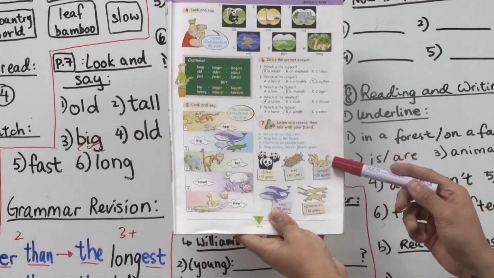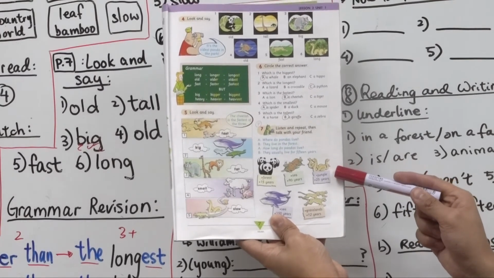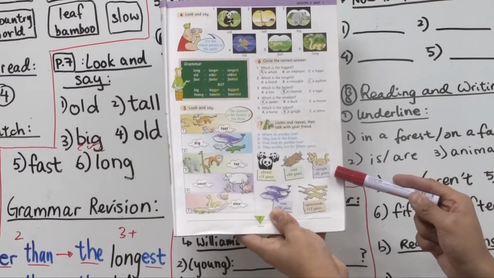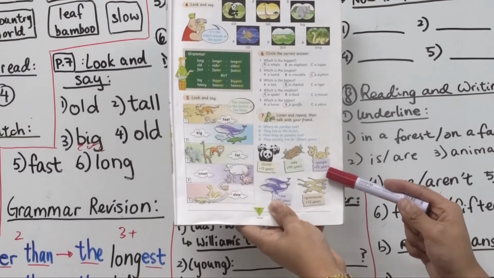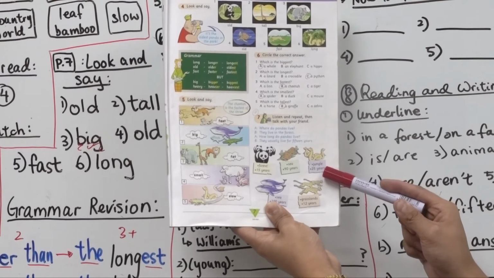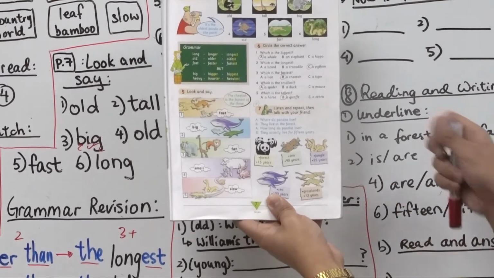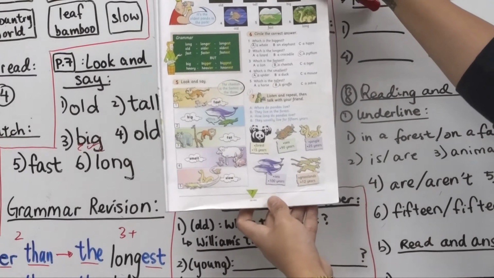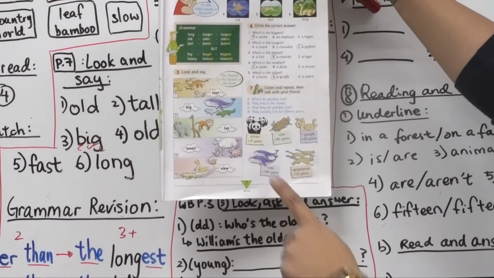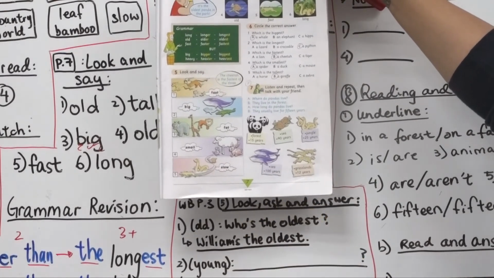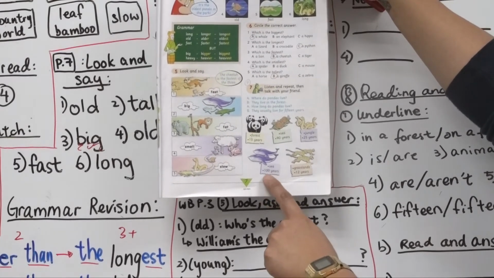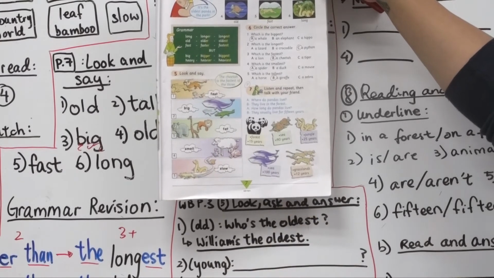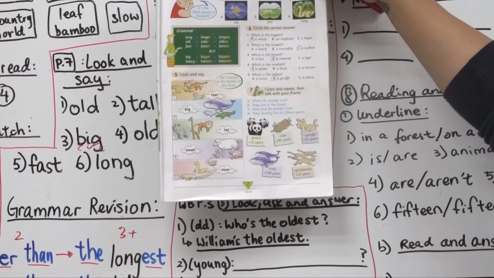What about pythons? Where do pythons live? They live in the jungle. How long do pythons live for? They usually live for 25 years. All right. What about the whales? Where do whales live? They live in the sea. And how long do whales live? They usually live for 100 years. Wow, 100 years, right? So they can be the oldest.